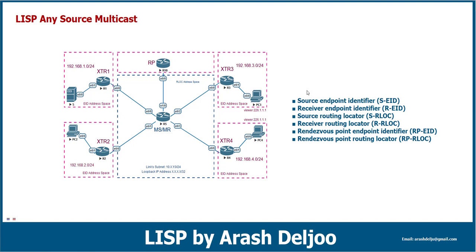LISP any source multicast, or ASM. In the previous video, we learned about LISP source specific multicast, and we know that we have another type of multicast routing. We call it ASM, or any source multicast.